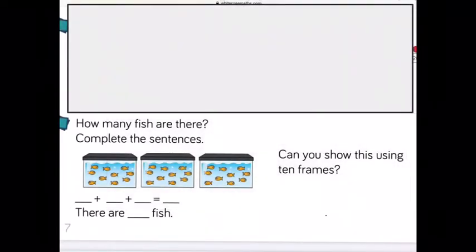Our final example here is we have 3 fish tanks. There are 10 fish in each fish tank. How many are there altogether? So we've got 10 plus 10 plus 10, and that equals 30. And this is a really good moment for the children actually to write the full number sentences out.